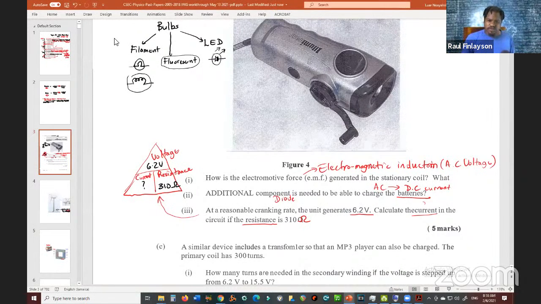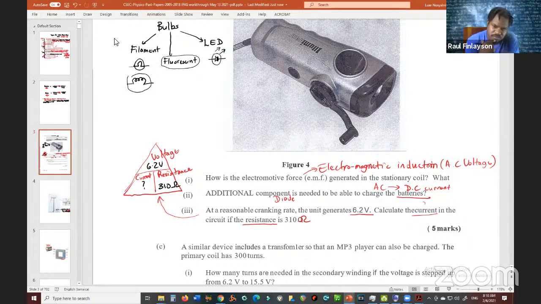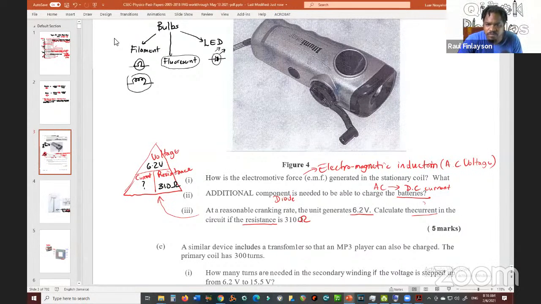It's interesting though. With 310 you should get something like 0.02, some 0.02 business here. You work it out.